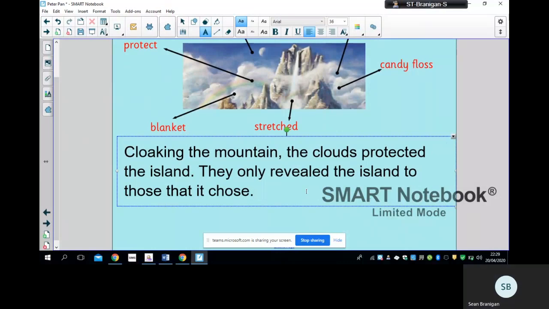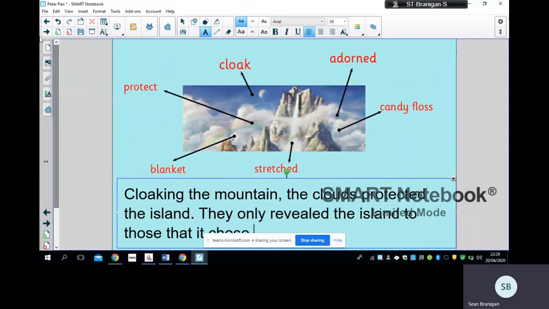Yeah. Obviously the clouds aren't cloaking it, they can't protect the island. They're clouds, it's water vapor, they can't do anything. But again, it makes them seem like they are a person. So that's a good use of personification.